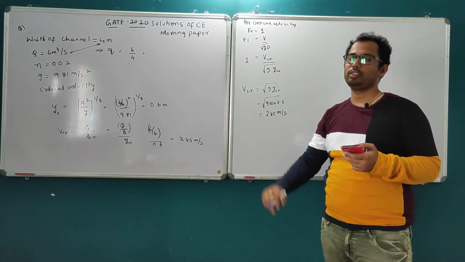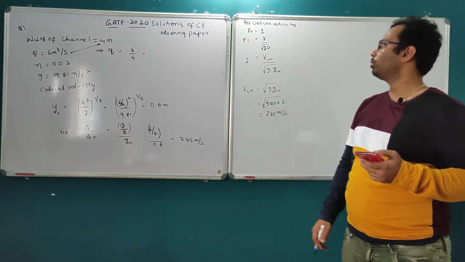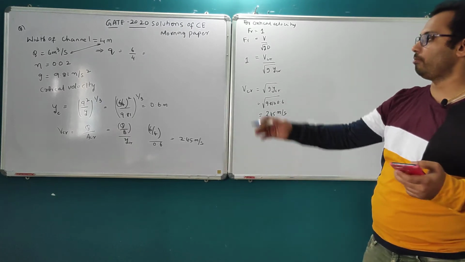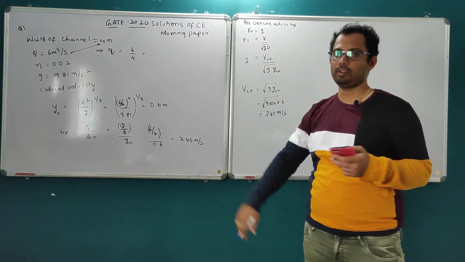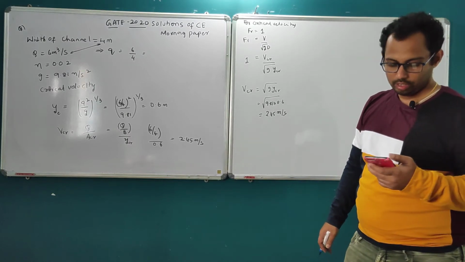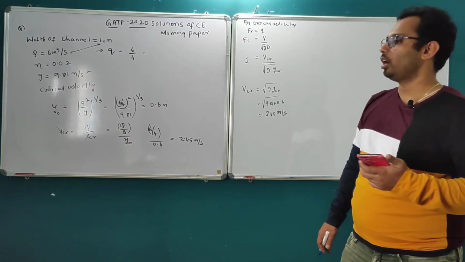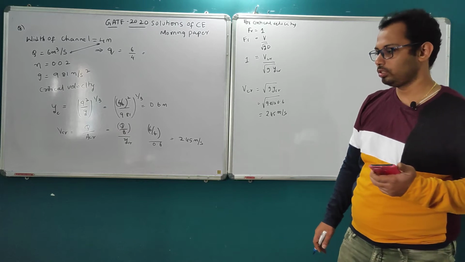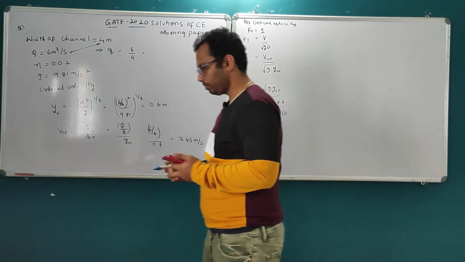So if you know the width of the channel, you can find small q. Once you know the small q, you can find Yc. From Yc you can adopt this way or this way, whichever is comfortable to you. So this is our first question. I hope everybody understood this. So we are going into the second question.